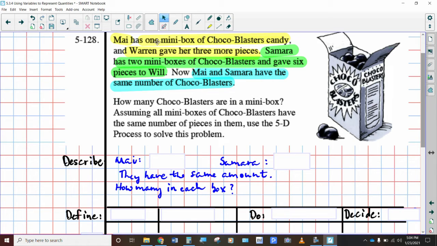It says Mai has 1 mini box plus 3 more that Warren gave her. So that's if we don't know how many chocolate blasters are in a mini box, that would be the variable that we would say X. So she has 1 full box plus 3 extras, and Samara has 2 of them minus the 6 that she gave away to Will. So how are we going to go about solving this problem? This has to be equal to that, correct?